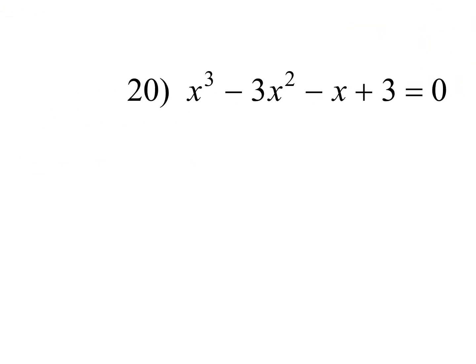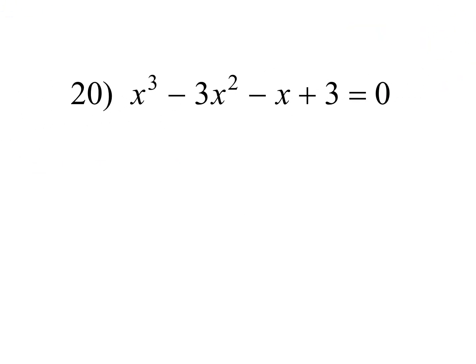All right, last one. What should I do first? Group them. What's the greatest common factor I can take out in the first group? X squared. So I have x squared. Damien, what am I left with when I take out x squared? X minus 3. Tara, what's the greatest common factor I can take out in the second group?